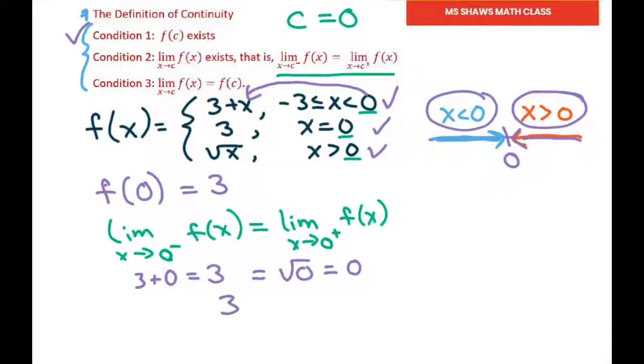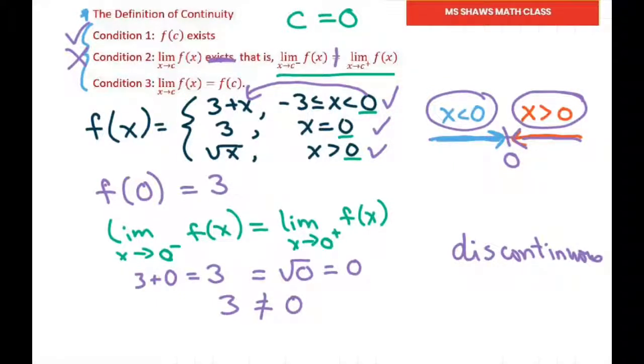And what we have is 3 equals 0, which is not true. So the left-hand side of the limit does not equal the right-hand side. Therefore, the limit does not exist and condition 2 fails. Once a condition fails, you don't need to move on. So this function is going to be discontinuous at 0.